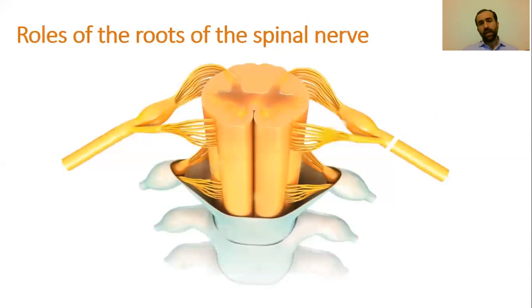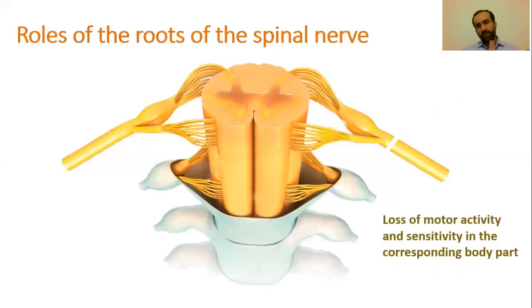To the body. And we will observe after the section of the spinal nerve a loss of motor activity and sensitivity in the corresponding body part, which is very normal. This spinal nerve contains the two types of fibers that connect the spinal cord to the body, which are the motor fibers and the sensory fibers. And because of that, when we section this nerve, we will obtain a loss of motor activity and loss of sensitivity in the corresponding body part.